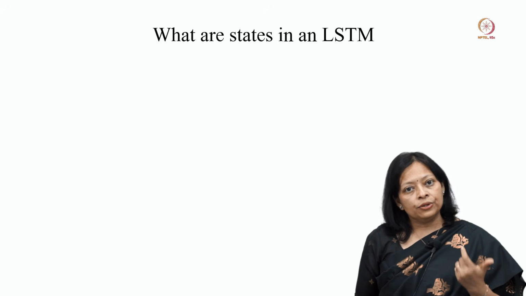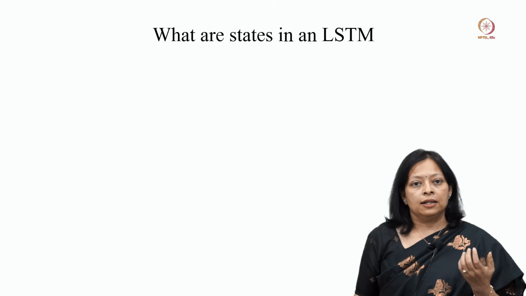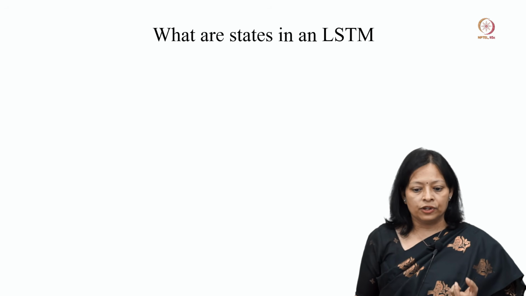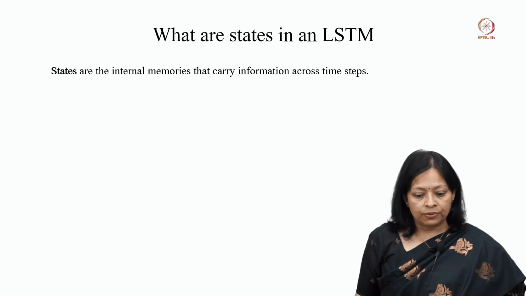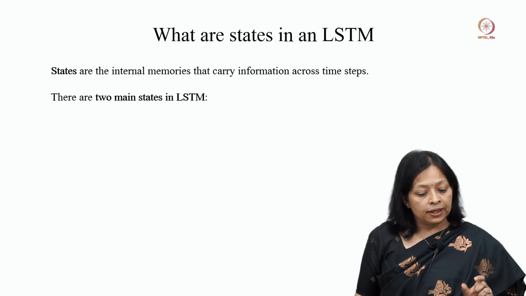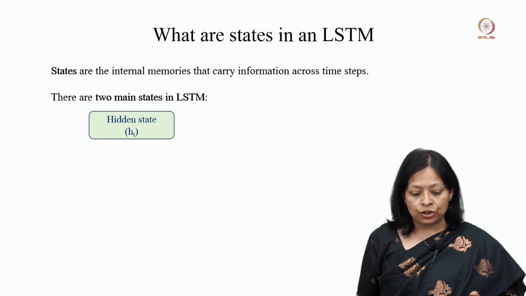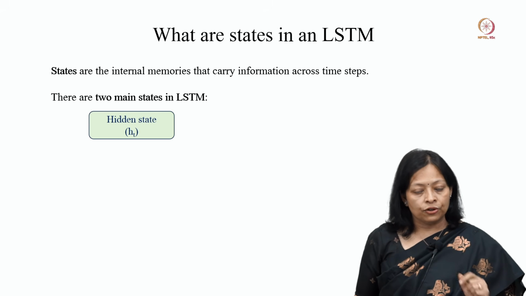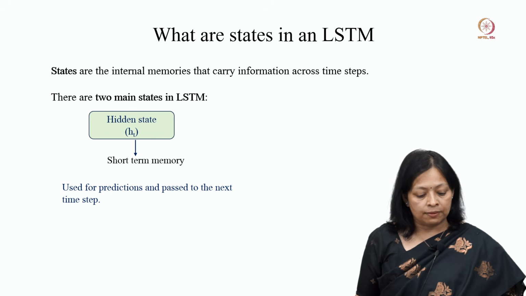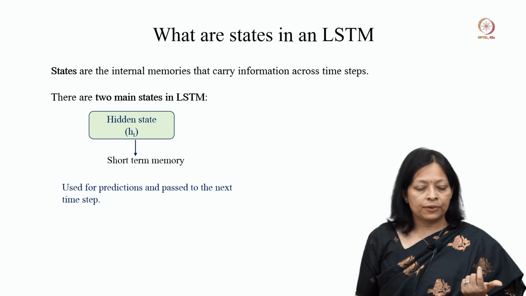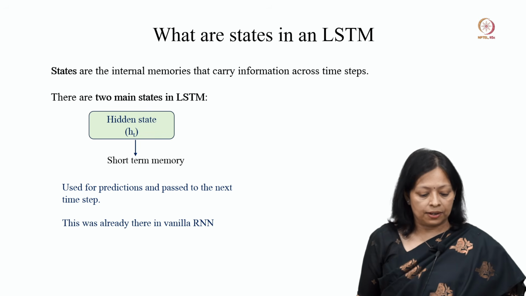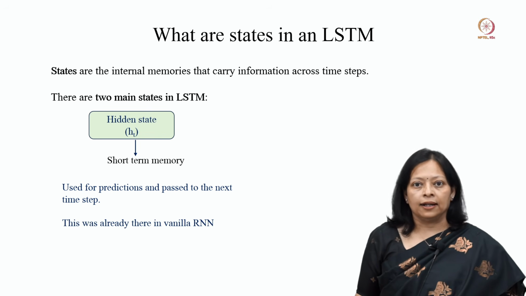Now we will keep on using this term, states, in the case of RNNs and LSTMs, so let us have a look at what states are in an LSTM. States are the internal memories that carry information across time steps. Now there are two states in LSTM. One is the hidden state, which we represent by HT. It is a short-term memory and it is used for predictions and passed to the next time step. So it has information of the previous time step and then it is passed to the next time step, and this was already present in vanilla RNN.